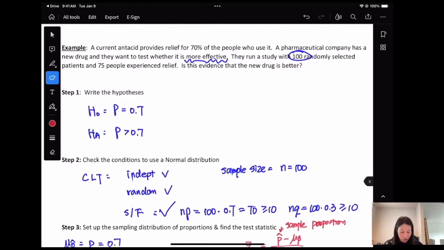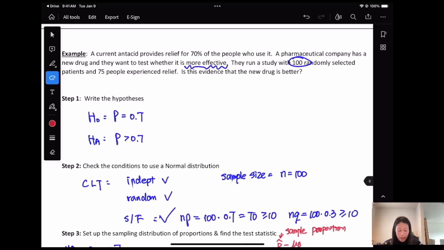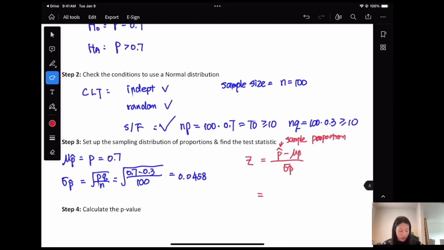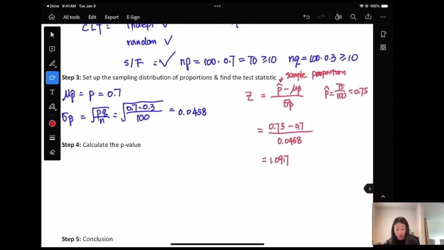Okay, now let's take a look at our sample. We're sampling 100 people, and 75% of people experience relief. So that means our sample proportion is 75 people out of 100 people, which is 0.75. So our test statistic is equal to 0.75 minus 0.7 divided by 0.0485. So by calculator, I have 1.917.